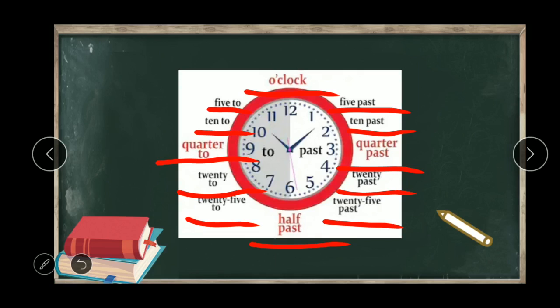So before starting, let's understand the meaning of past. So past means over. Thus if here it is written 5 past, it means 5 minutes are over. The meaning of to is still left. It means if it is written 20 to, it means 20 minutes are still left.